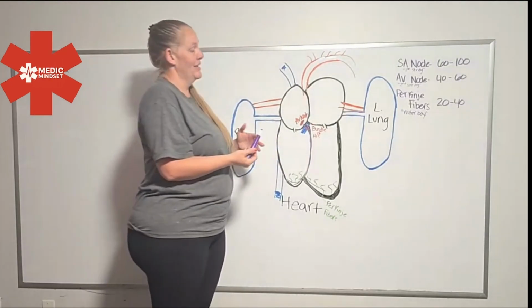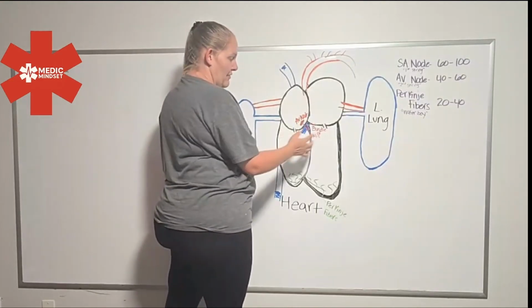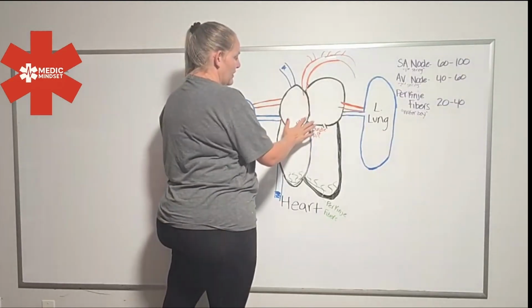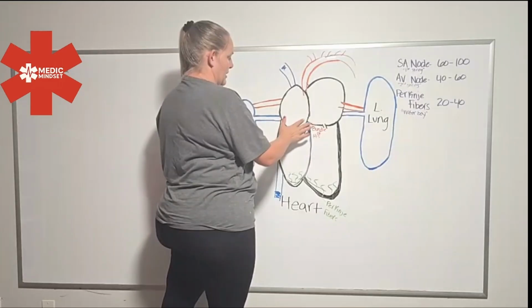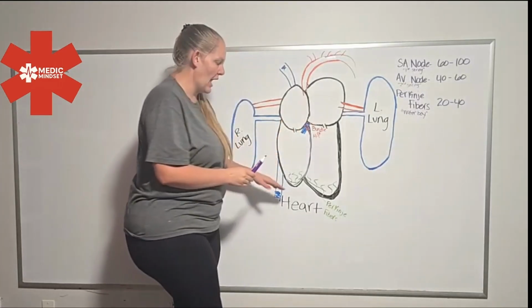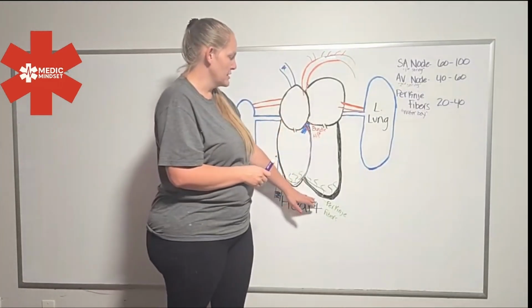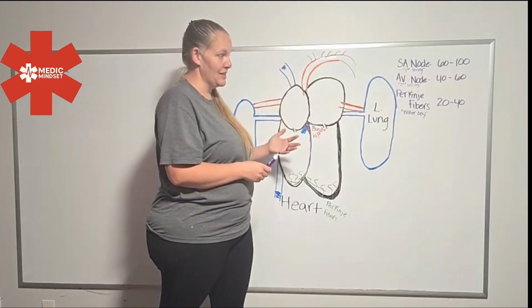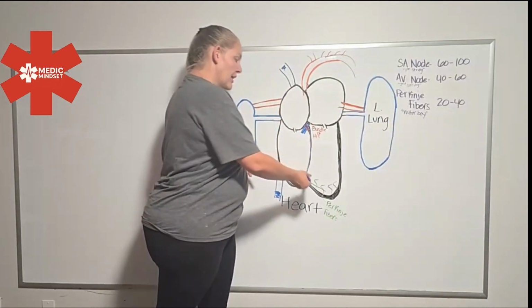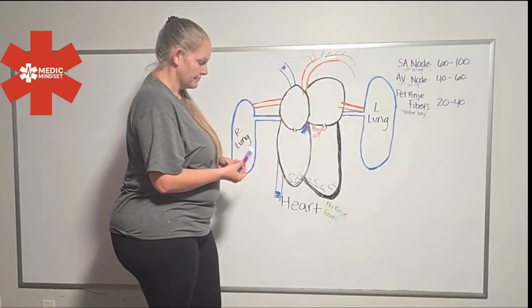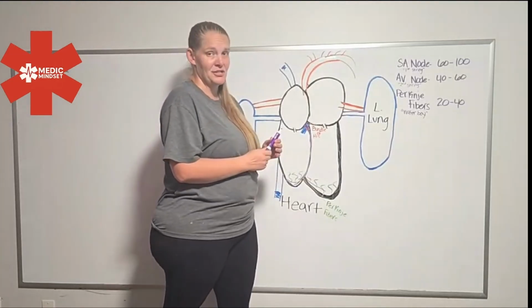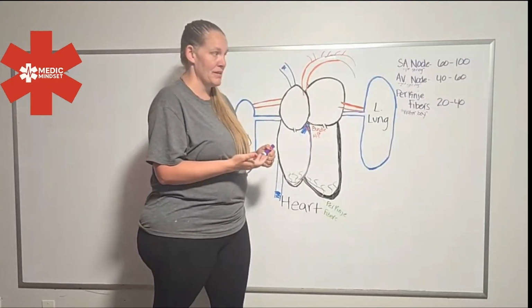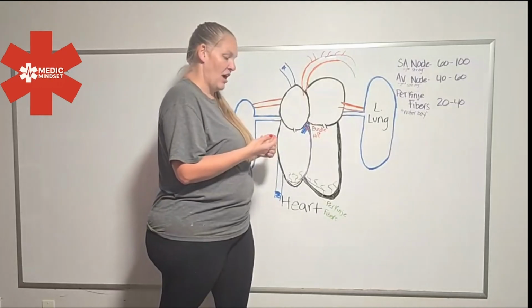But what can happen is you can get failure of your AV node, and eventually the AV node isn't firing for whatever reason. And so now we have our Purkinje fibers down here that are going to say, hey, we haven't received an impulse and we should have received one by now. So they're going to generate their own impulse. The Purkinje fibers, their intrinsic rate is only 20 to 40 beats a minute. And so it's not very great.